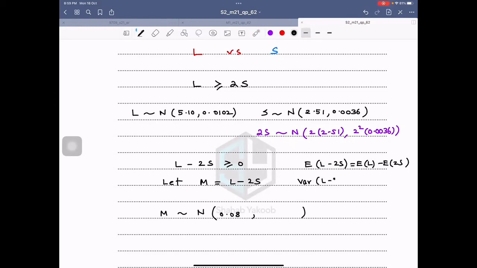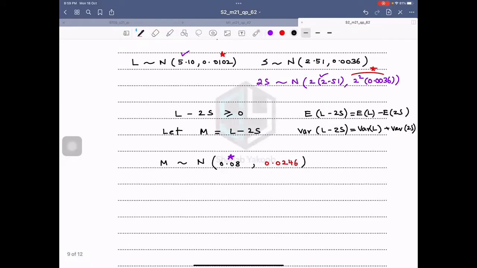Similarly, variance of L minus 2S will be addition. That would be variance of L plus variance of 2S. So now what will you add? You will add this part and you will add this part. So when these two parts are added, this will come out to be 0.0246. Now probability M is greater than or equal to 0. Probability Z is greater than or equal to 0 minus 0.08 divided by square root of 0.0246.